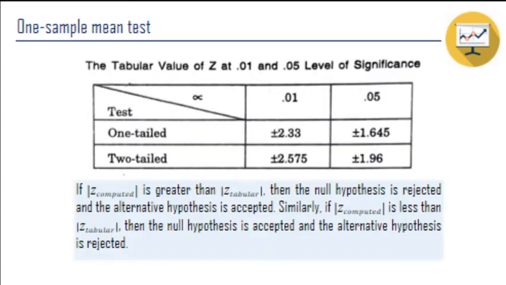If the absolute value of the z computed is greater than the absolute value of the z tabular, then the null hypothesis is rejected and the alternative hypothesis is accepted. Similarly, if the absolute value of the z computed is less than the absolute value of the z tabular, then the null hypothesis is accepted and the alternative hypothesis is rejected.